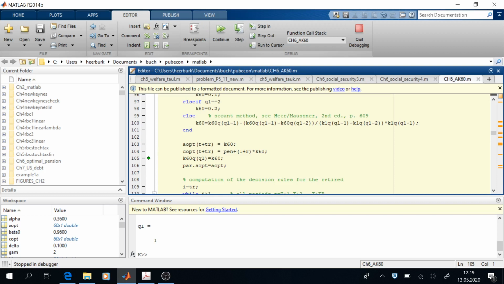And we store this guess in the column vector K60, first iteration, so that later we can check if there is a nice convergence here. And of course, as we have adjusted the column vector A_opt, we also store it in the global variable here in our parameter vector that we also use as an argument in our functions below.